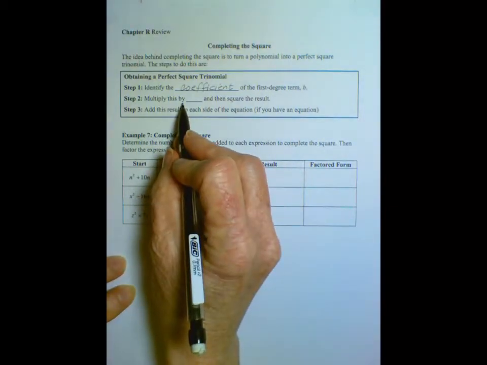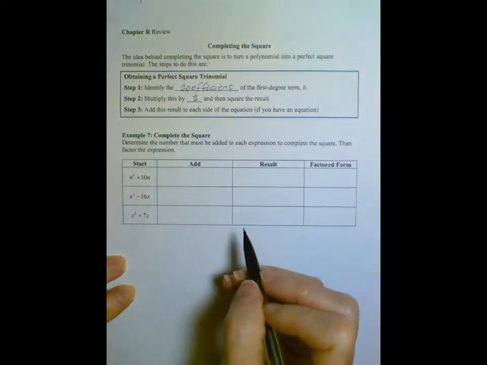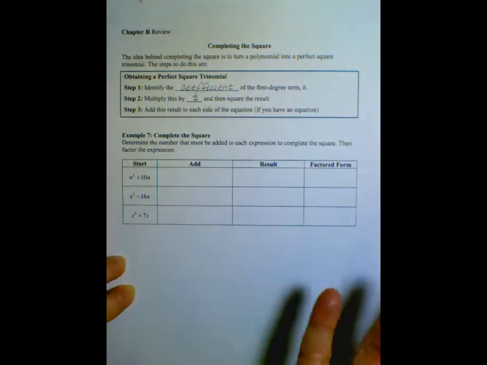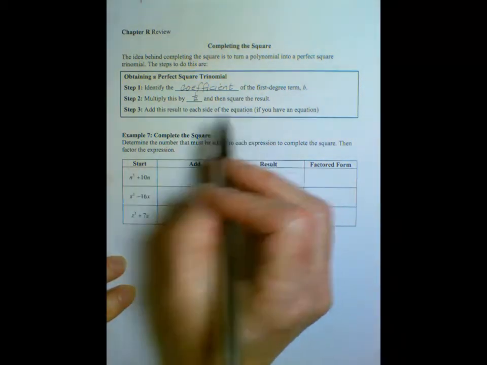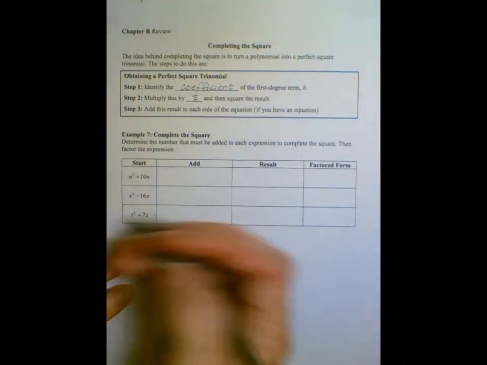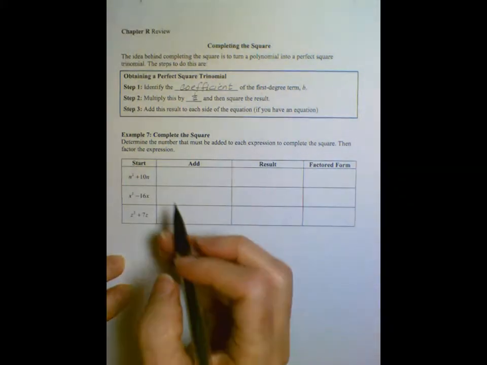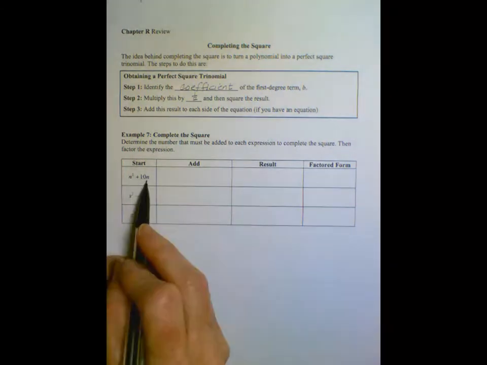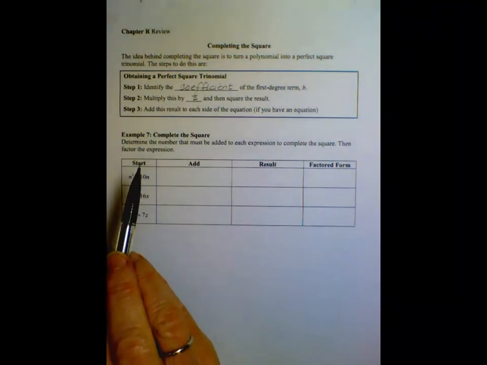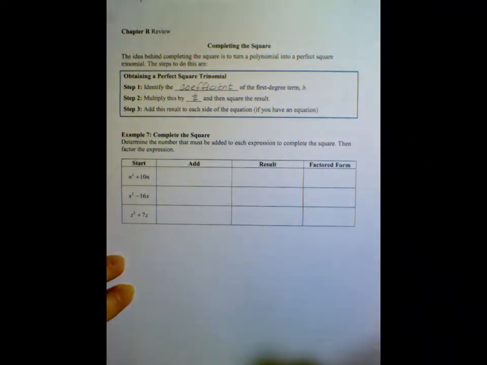Then we'll multiply this by 1/2 and then square the result. And then if you're working an equation, which we won't be doing yet here, but we will eventually, we're just setting it up now, then you have to add it to both sides of an equation. But if we're just setting up a perfect square trinomial, we'll just add it to the two terms we already have here. Okay, let's look at a few examples. We want to determine the number that must be added to this expression to complete the square, to make it a perfect square trinomial, so that if you factor it, the factored form will be a binomial squared.